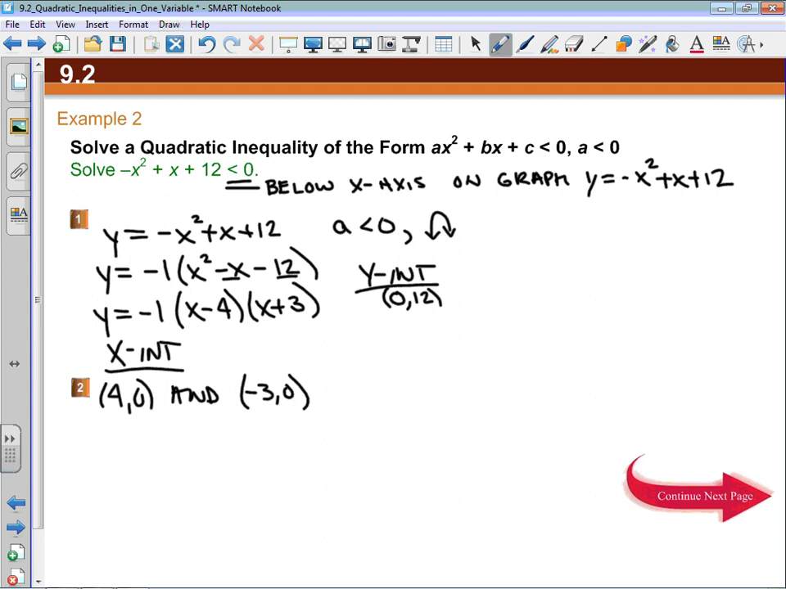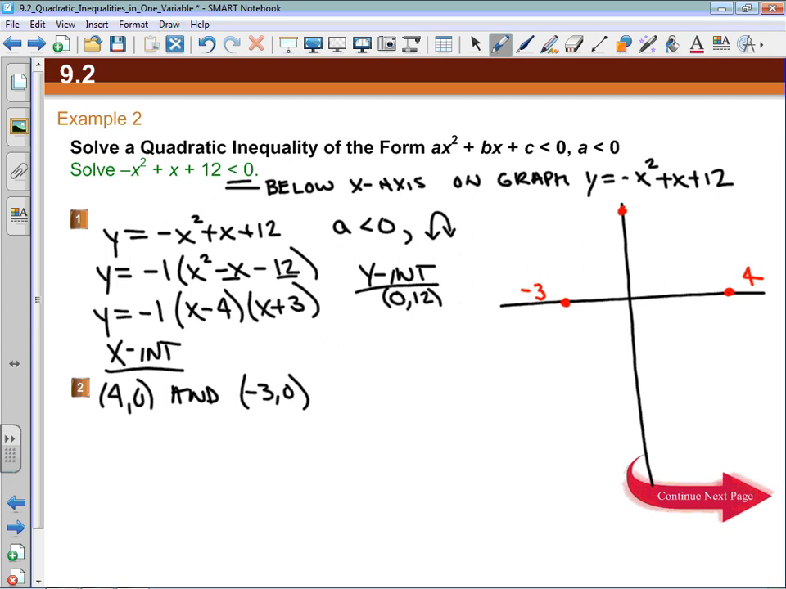Now that is enough, especially for a question like this. That information tells me all that I need to know. It tells me when my function is 0. That's here at negative 3, and over here at positive 4. I also know that it goes through (0, 12), somewhere up here is totally acceptable. And then I can graph this.